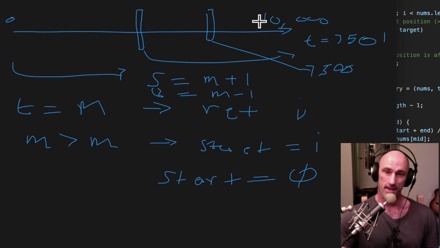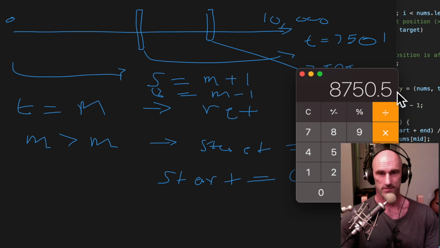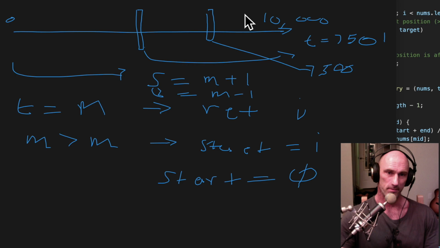So then we're going to cut that in half. Start is 7,501, end is still 10,000. And that's 17,501 divided by 2. Floored would give us 8,750. That would be our new midpoint element. That again would be right here.